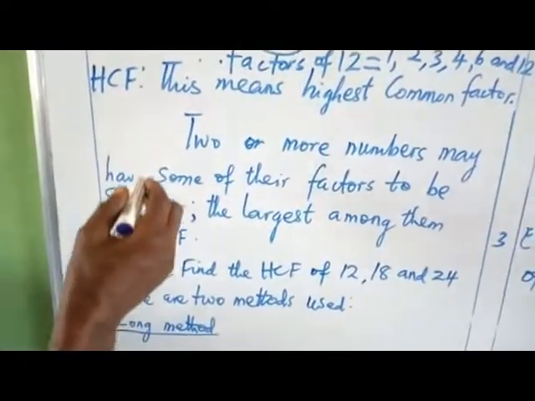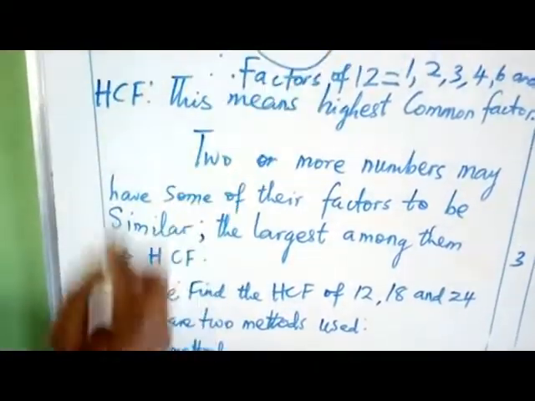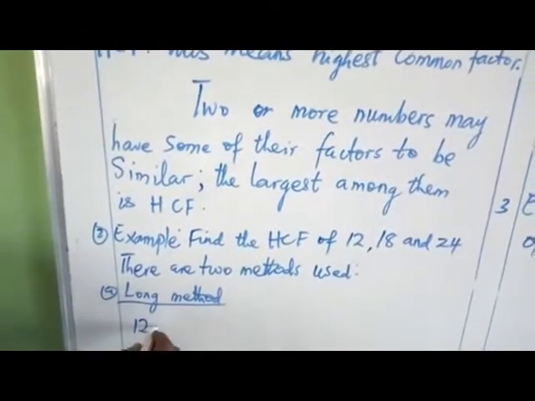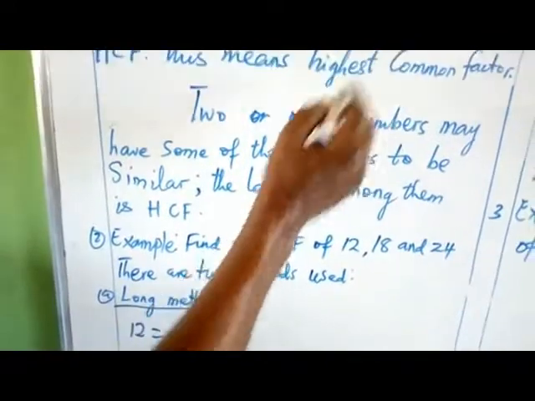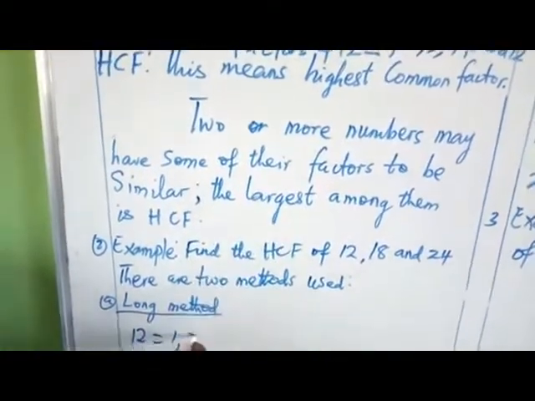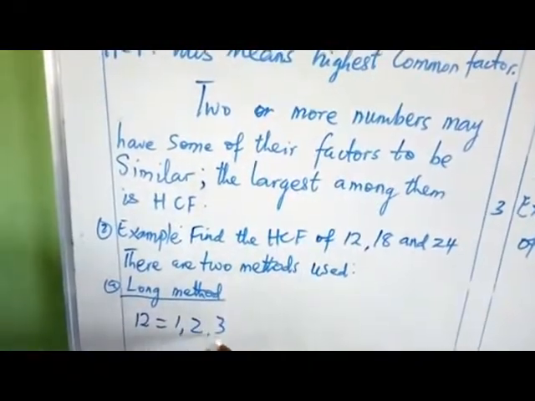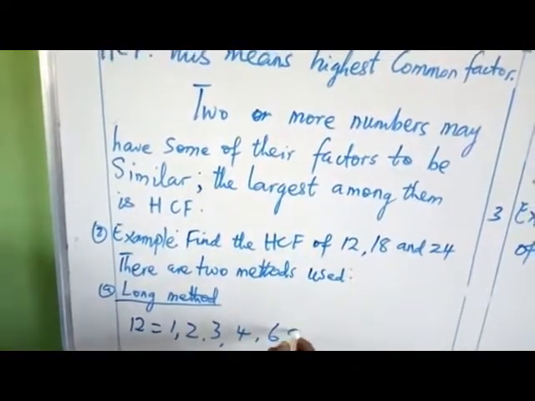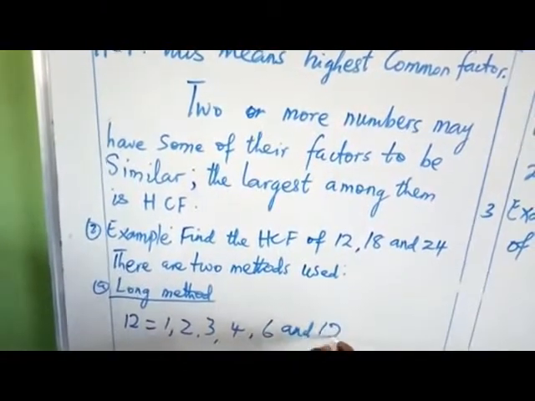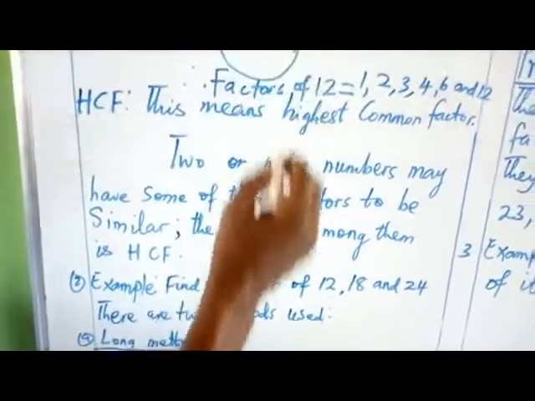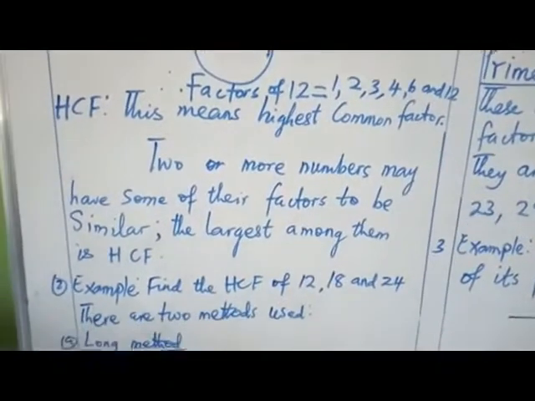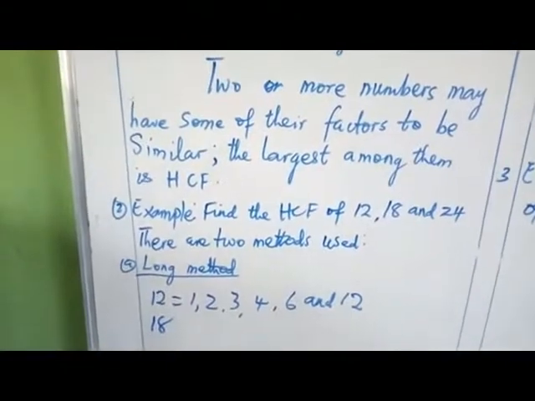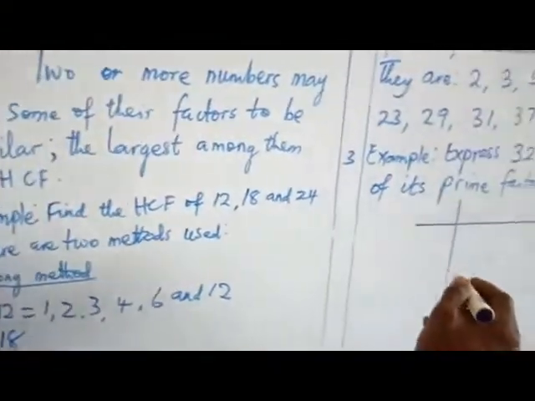First of all, we want to find the factors. It is just the same thing that we did here. The factors of 12, we have already discovered. We're going to list them out. Factors of 12 are 1, 2, 3, 4, 6, and 12. Use the same method as I did to find factors of 18. Let me quickly do it here.